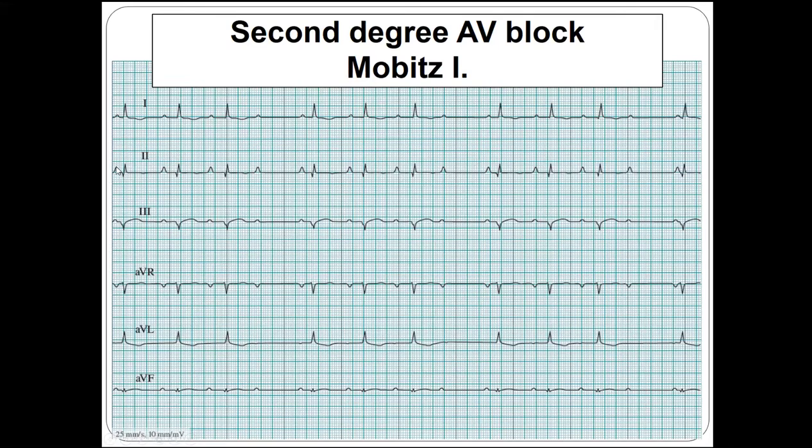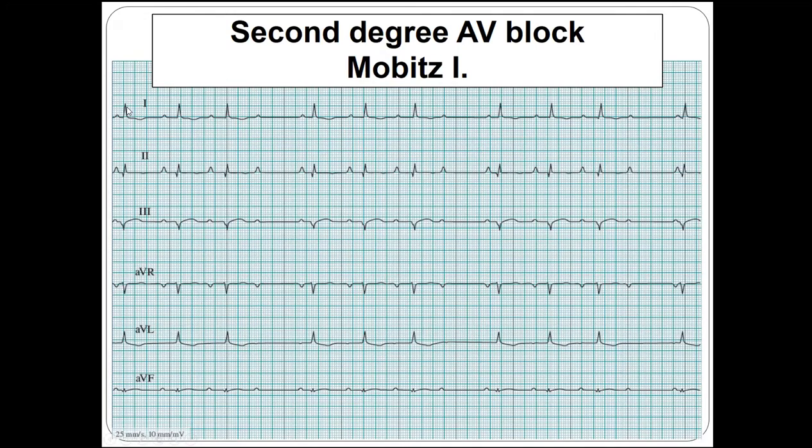Okay. Do we have P waves? Yes, we do. The PP intervals are constant. This P is not followed by a QRS. Let's look at the last conducted PR and compare it to the first one. This is longer than this one, so this is why it's Mobitz type 1, second degree AV block.